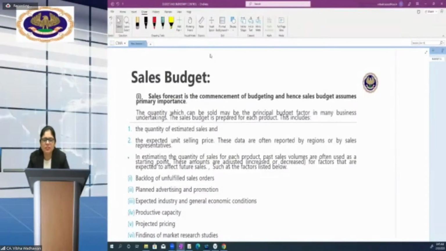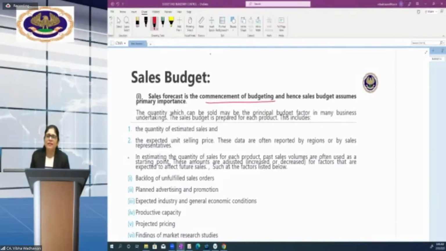So what is the sales budget? It's the commencement of budgeting. We actually start with the sales forecast. Why have I started with the sales budget? Because we start with sales. Okay, this much sales we have to do in the coming year. Now, if I have to sell 10,000 units, then how much production do we have to take? So we will find out the production.